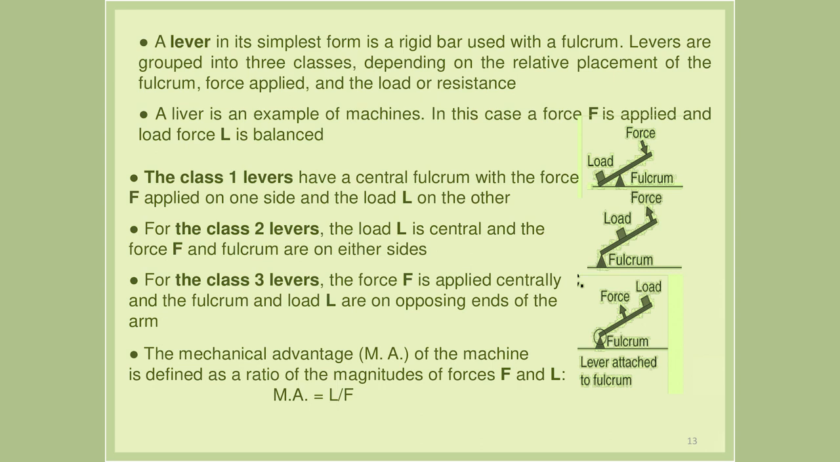The mechanical advantage of the machine, that is the lever system, is defined as a ratio of the magnitudes of forces. Force F is the force exerted by the muscle, and the force marked by the symbol L is the external force, or as it is named in biomechanics, the load.